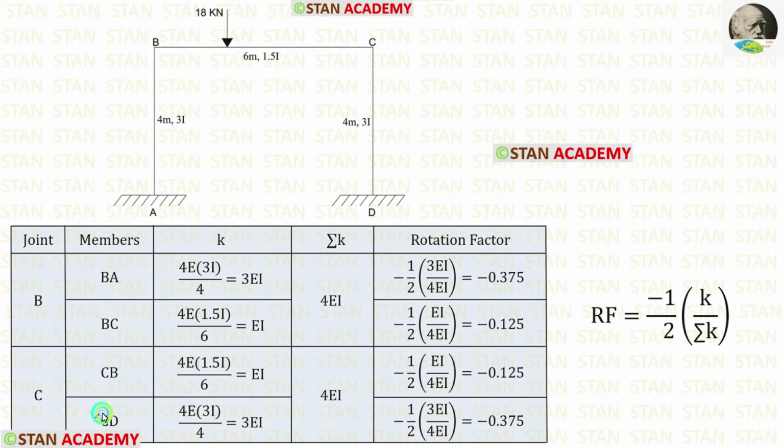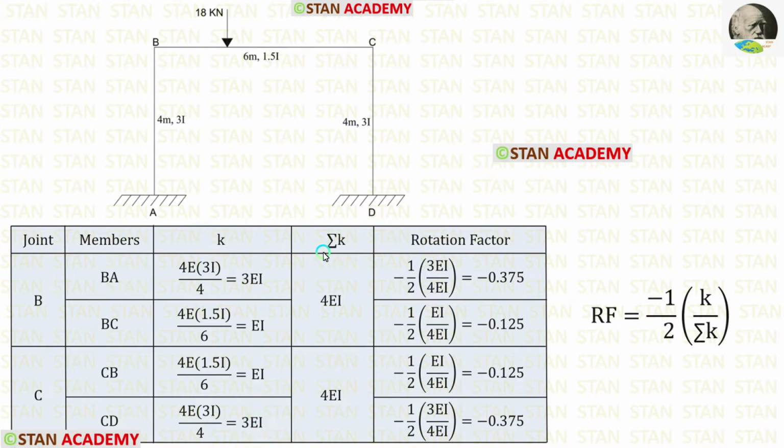Now let us find the stiffness for CD. For that, from the point C, we have to look at the point D. In the point D, there is a fixed support. If the far end is fixed, the formula for the stiffness is 4EI upon L. Length of CD is 4. The moment of inertia is 3I. Let us apply them. Finally, for the stiffness of CD, we are getting 3EI.